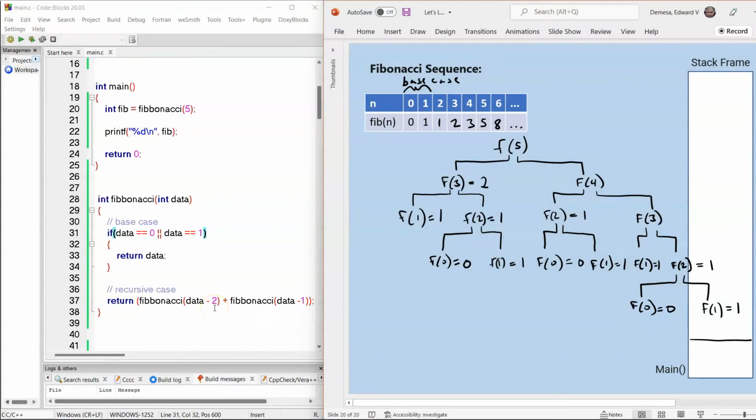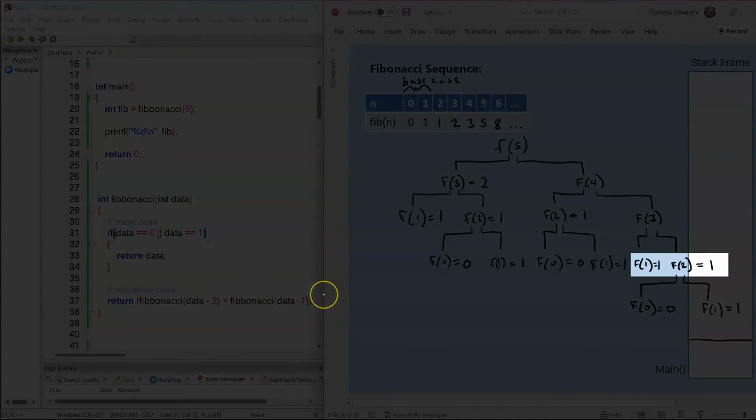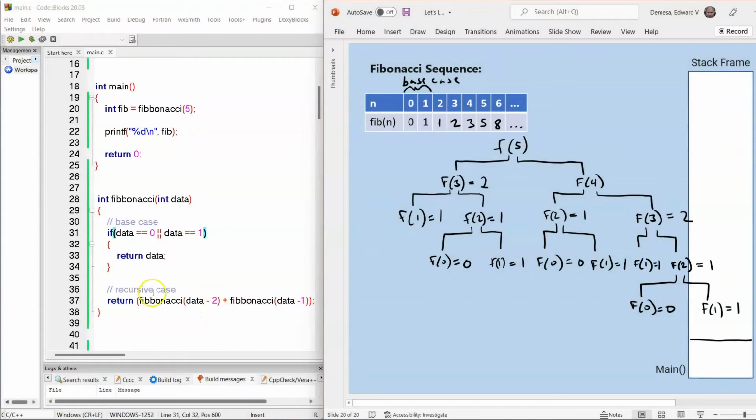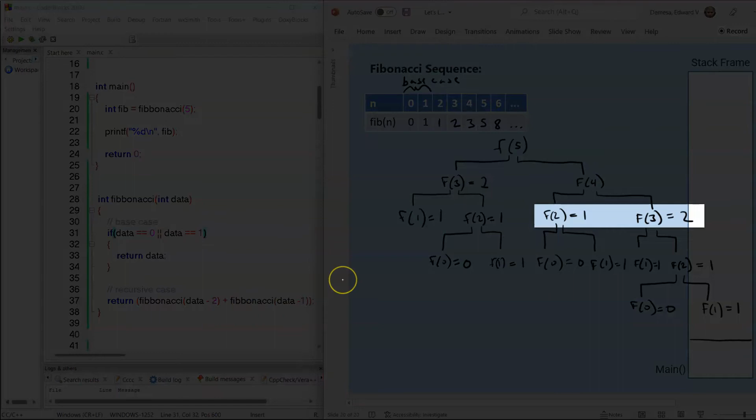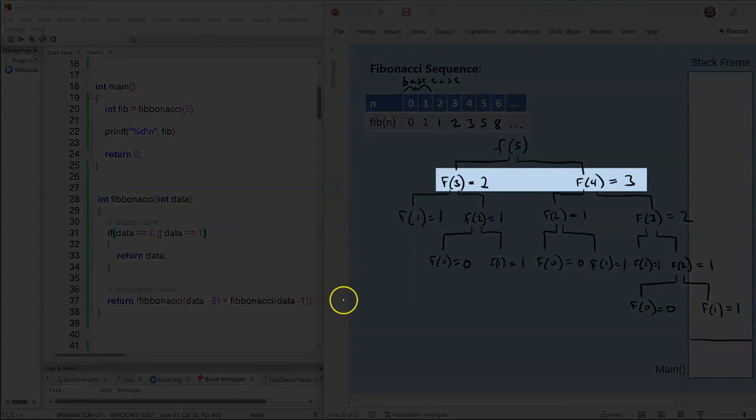The control then goes back to f of 3. There's nothing left to do after line 37 on f of 3, so it returns 1 plus 1, which is 2. The control then goes back to f of 4, and again on line 37, there's nothing left after line 37, so it adds 1 plus 2, and f of 4 gives us 3. The control then goes back to f of 5, and f of 5 resumes on line 37 where there's nothing left to do other than to add 2 plus 3, and so f of 5 returns 5.